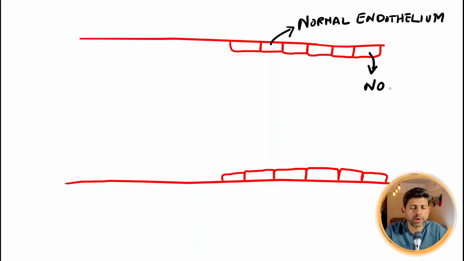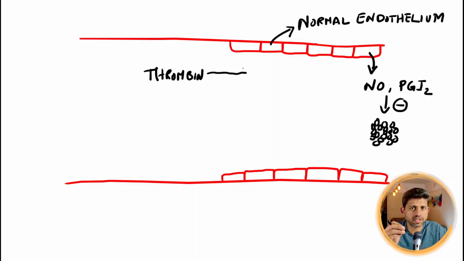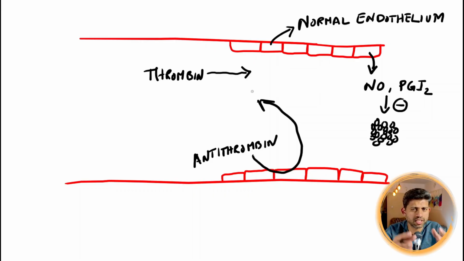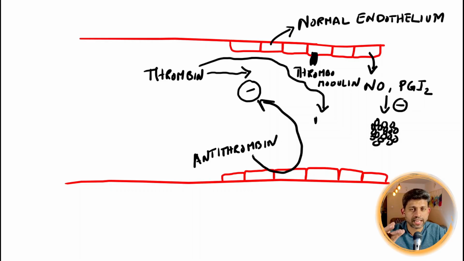Normal endothelium produces nitric oxide, prostaglandin I2, etc., which inhibit platelet aggregation. Also, when thrombin reaches normal endothelium, it gets attached to antithrombin and gets inactivated. Also, this complex inactivates other coagulation factors. Thrombin can also bind to thrombomodulin present on the normal endothelium, which can activate protein C and later on inactivate coagulation factors.